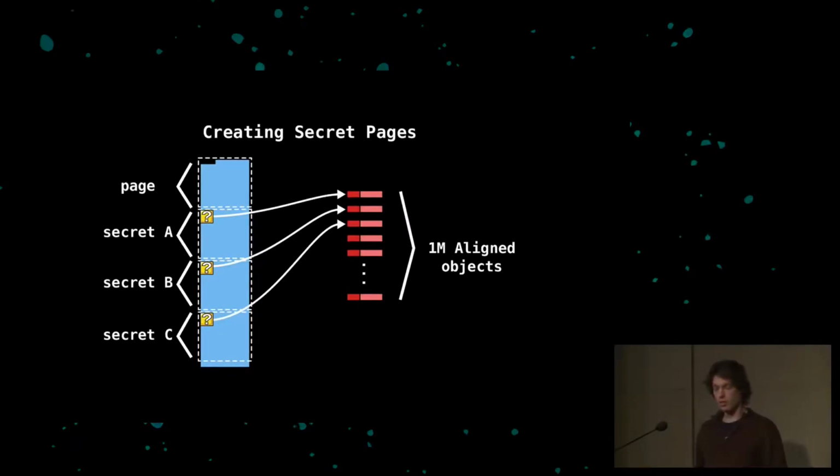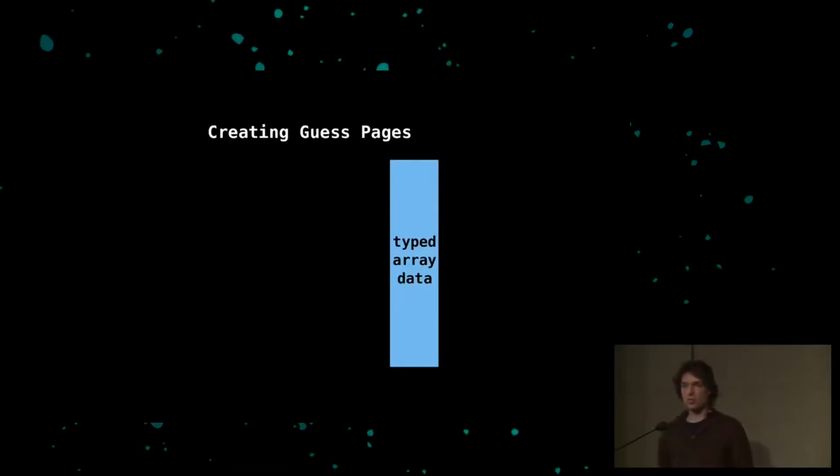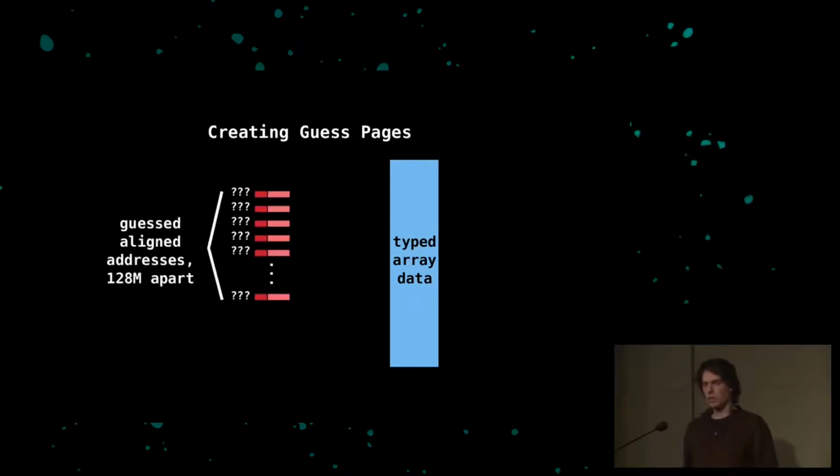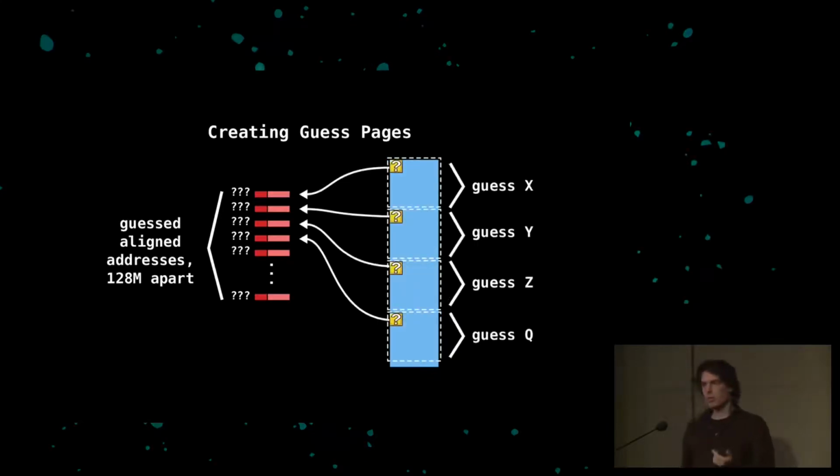And then on the other end, we're using a typed array, which allows us to completely control the binary contents of memory. Then we're going to create references to objects which are 128 megabytes apart, and then recreate the contents of the pages, how they would look if they were in the array.